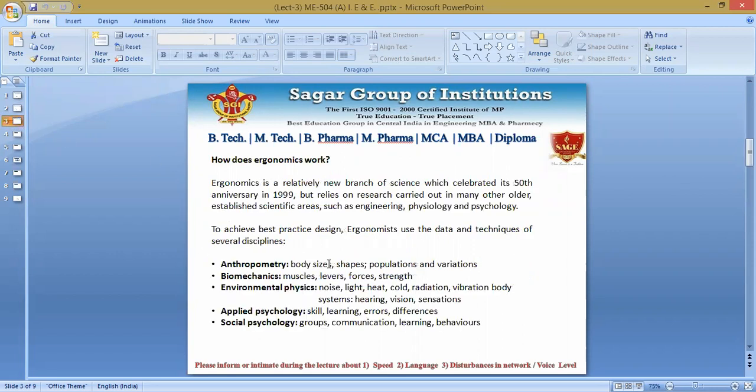Now coming to the next slide, how ergonomics works. Ergonomics is a relatively new branch of science, and almost half a decade back it came into the picture, and it relies more on research work than the older scientific methods. So here, it is a combination of engineering, physiology and psychology. And certain disciplines are there to work on.